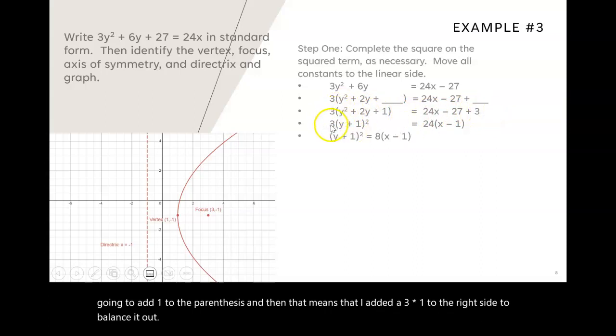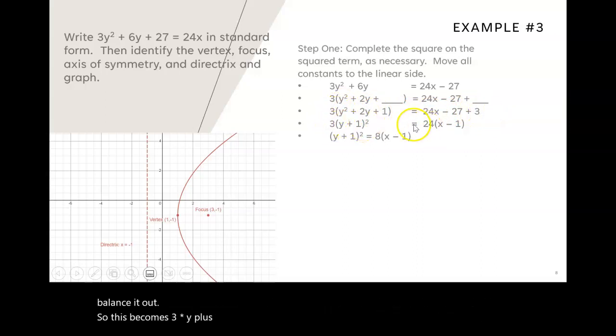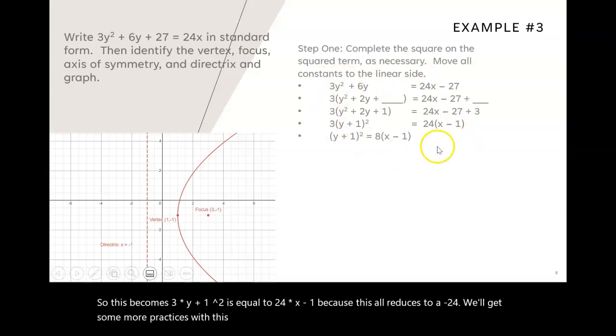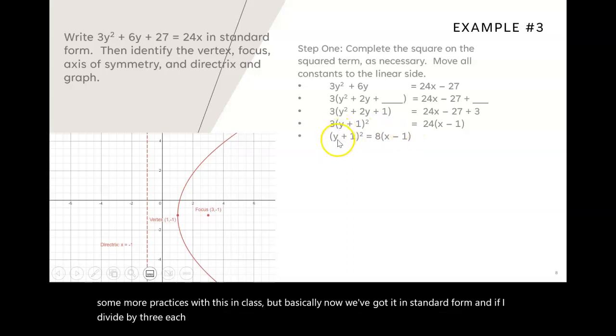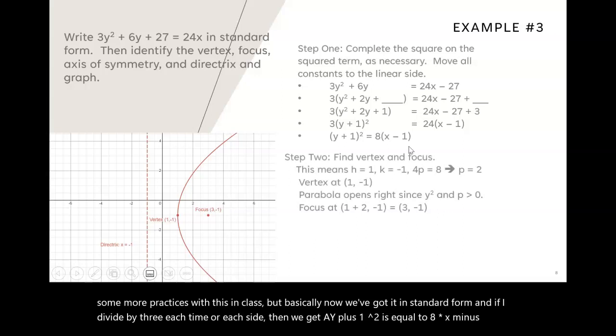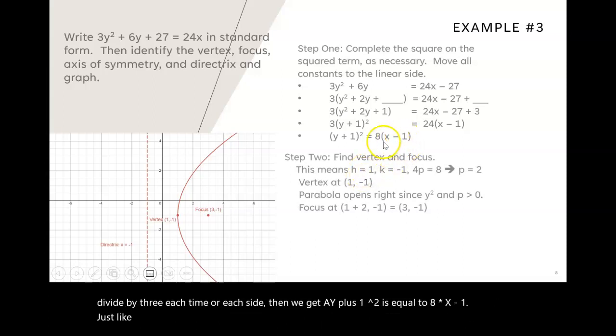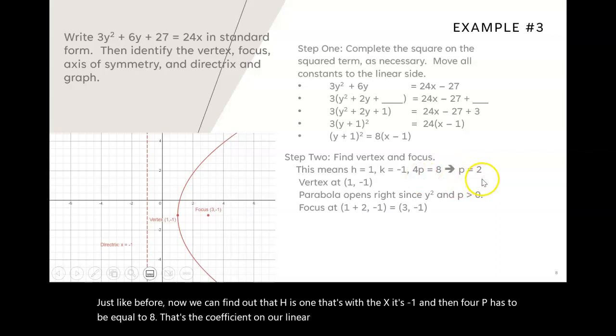So this becomes 3 times y plus 1 squared is equal to 24 times x minus 1, because this all reduces to a negative 24. We'll get some more practice with this in class, but basically now we've got it in standard form. And if I divide by 3 on each side, then we get y plus 1 squared is equal to 8 times x minus 1. Just like before, now we can find out that h is 1, that's with the x, k is negative 1, and then 4p has to be equal to 8, that's the coefficient on our linear term, so p is 2.